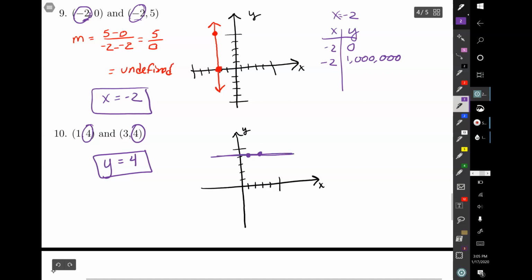So I would have a horizontal line, and my slope would be 0, because if I plugged into the slope formula like I did before, I would have m equals 4 minus 4 in the numerator over 3 minus 1 in the denominator, and I would have 0 over 2, which equals 0.